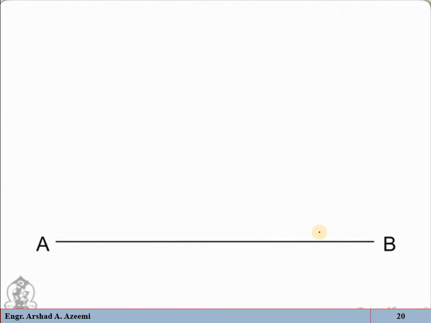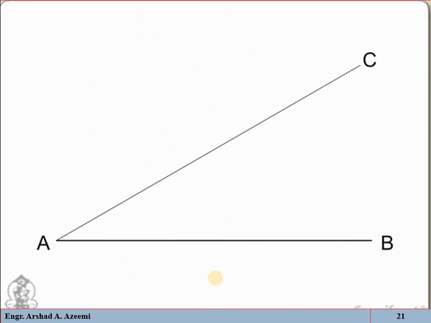So just draw the given line. Draw another line AC at an angle a little less than 30 degrees. Now with the help of a divider, suppose we have to divide this line AB into 7 equal parts. So just draw line AC at less than 30 degree angle.